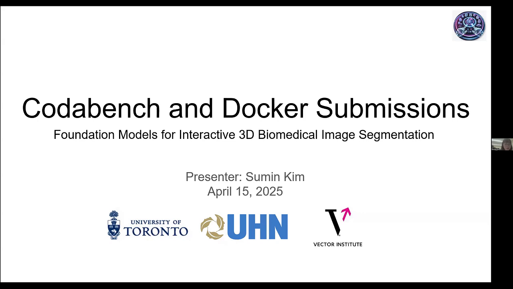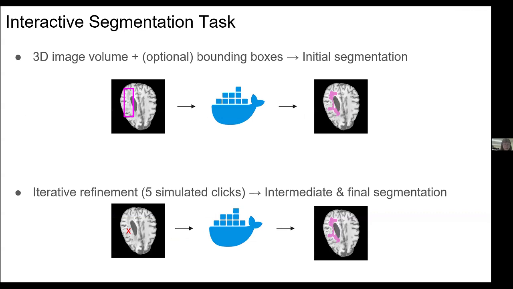So I'll be talking about the Codebench and Docker submissions for the interactive task, where Jun and Zdravko already gave a great explanation for the interactive segmentation, where we input the image volume plus the optional bounding boxes to get the initial segmentation, followed by iterative refinement using simulated clicks to get the intermediate metrics as well as the final segmentation.